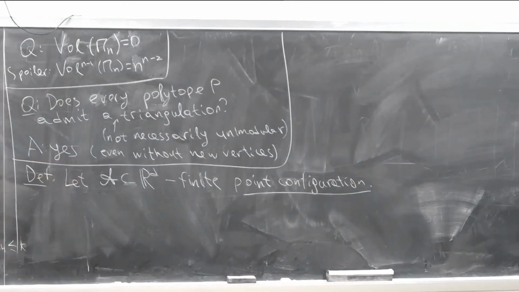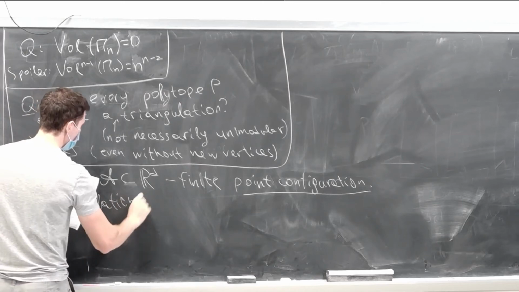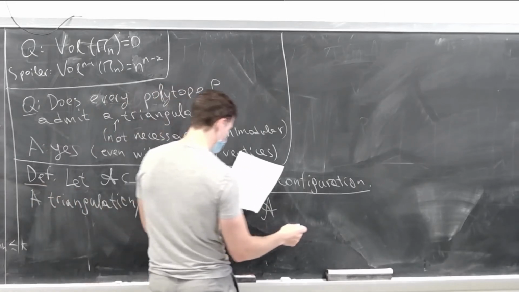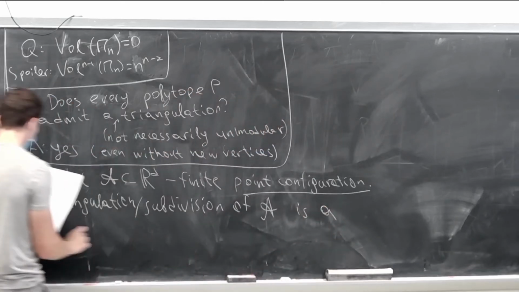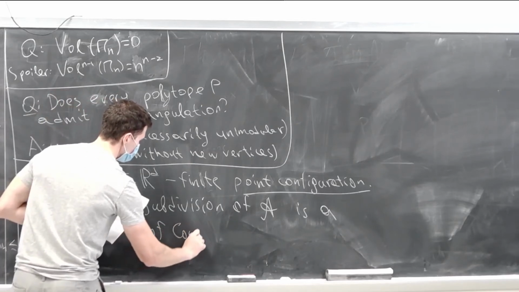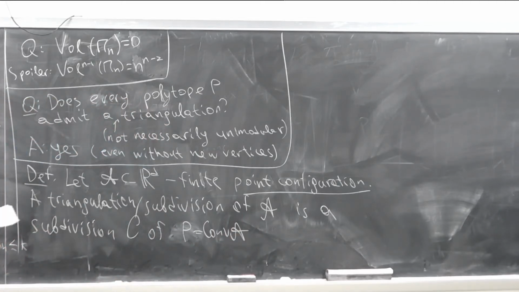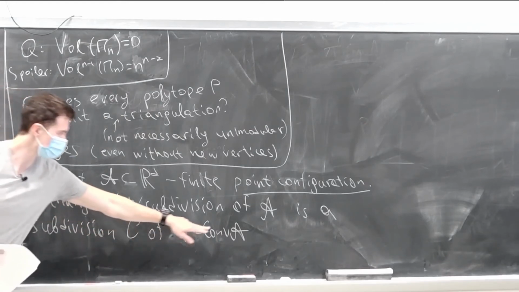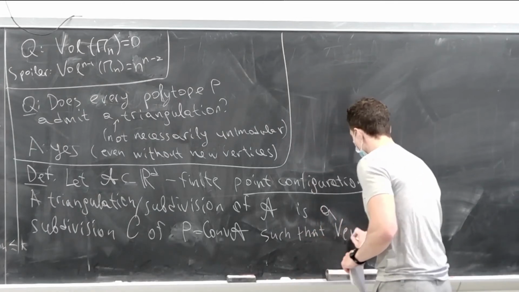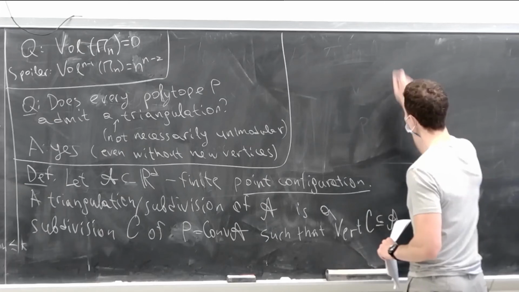Then I want to consider triangulations of A. And by definition, a triangulation or a subdivision of A is a subdivision C of the convex hull of A, the polytope which is the convex hull of A. And then the extra condition is that the vertices of the subdivision, the zero-dimensional elements of the subdivision, are contained inside A.